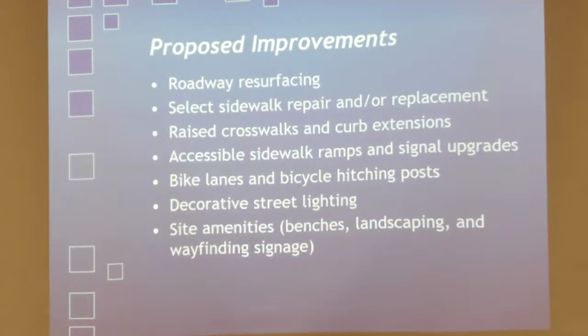All of the ramps are mostly not accessible. Those will all be replaced, so even at pretty much every intersection. We'll be adding bike lanes in both directions, and bicycle hitching posts, locations still to be determined. The decorative street lighting on Park Road will be completed from Oakwood down to Prospect on the south side. And then we have site amenities that we want to add: benches, landscaping, and wayfinding signage.